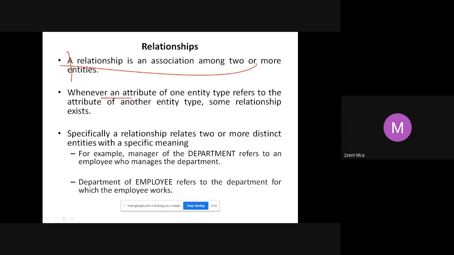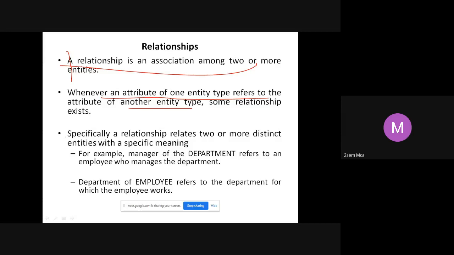So whenever an attribute of one entity refers to the attribute of another entity type, then that means some relationship exists between these 2 entities. So specifically, a relationship relates 2 or more entities. A relationship need not only be between 2 entities. You can have more than 2 entities also, which we will see a little later.